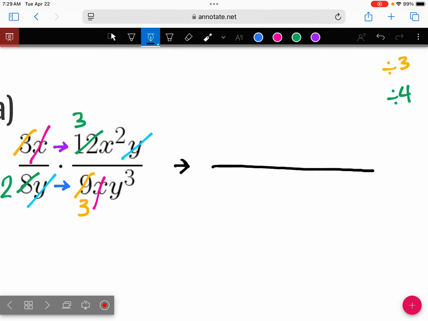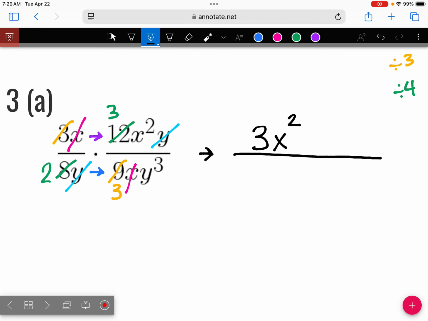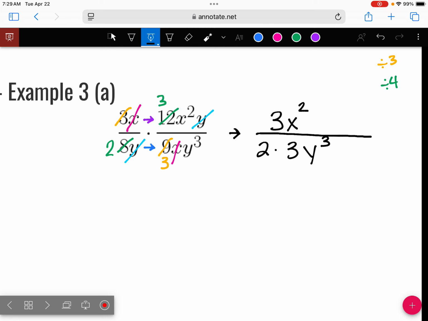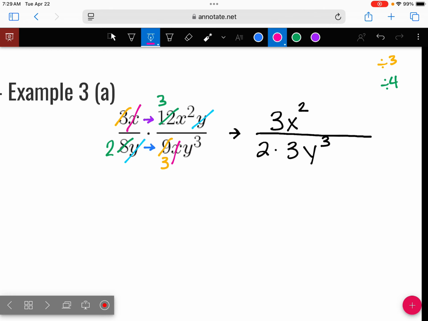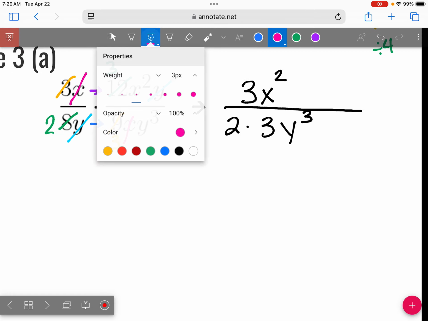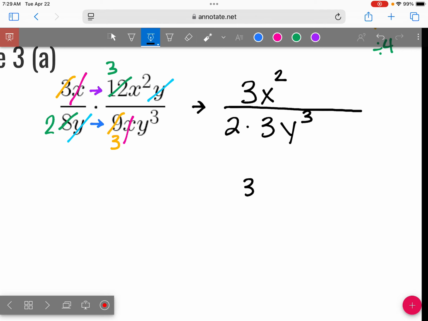So the things we have left, in our numerator, I have a 3x squared. And in my denominator, I have a 2 times 3y cubed. Are we fully simplified? No. What else do we have that could simplify out? 2 and 3. Multiply them. Yep, we can do that. So we've got 3x squared over 6y cubed.